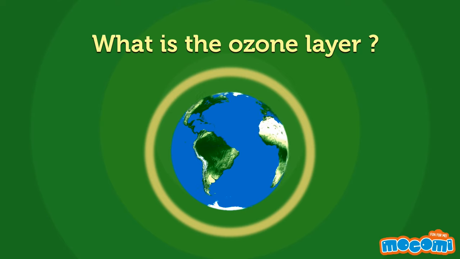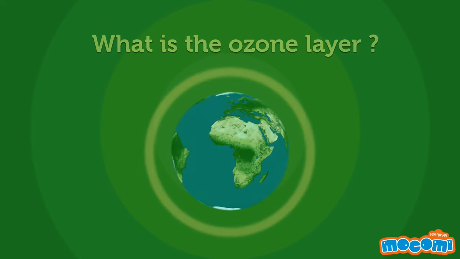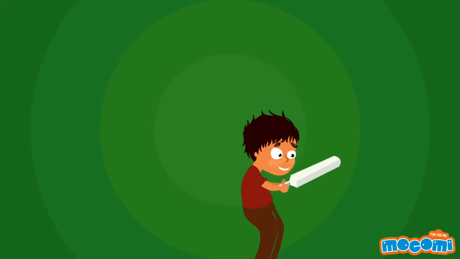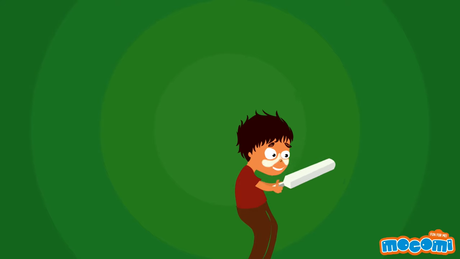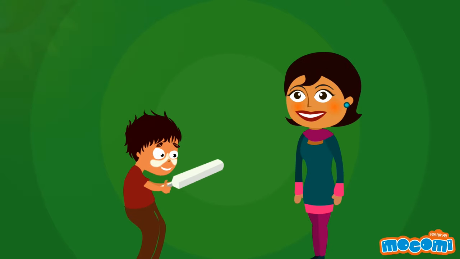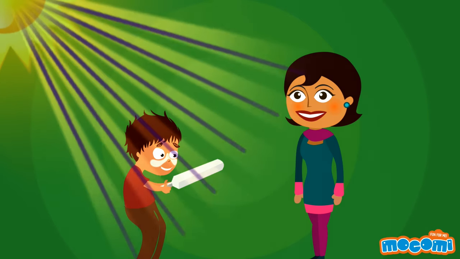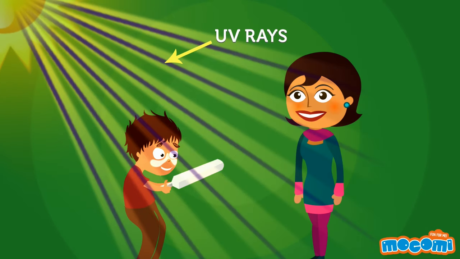What is the ozone layer? Have you ever wondered why cricketers paint their faces white? Or why your mother insists that you put on sunscreen lotion before stepping out every summer? The answer is UV rays.